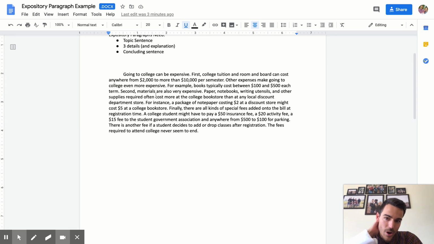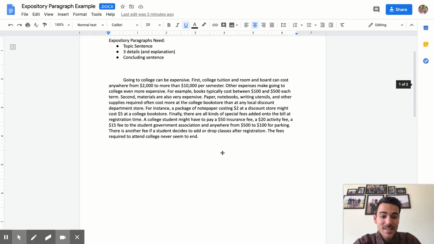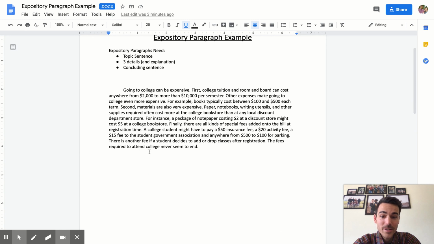But check this out. Our topic sentence says, going to college can be expensive. So in our topic sentence, we need to state our claim. That's our big idea, our main idea about the paragraph. Okay, going to college can be expensive. So at the end of our paragraph, we have to have our concluding sentence, our other bun, like we have here. So we just say the exact same thing in a different way. The fees required to attend college never seem to end. That's the same thing as saying going to college can be expensive. We're just saying it in a different way. So that's what you do with your topic and concluding sentence.